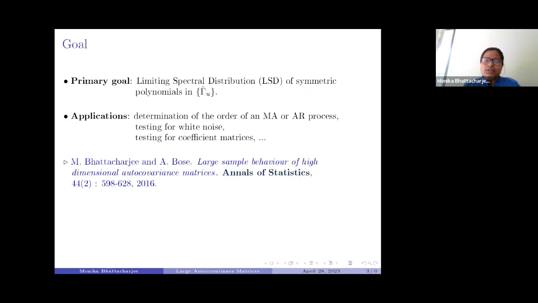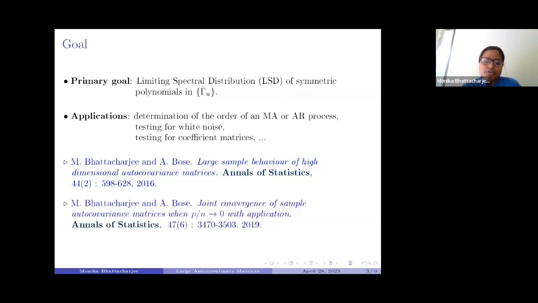Now this I will discuss based on this paper, where we consider the dimension growing at the same rate as the sample size. The same thing when p by n converges to 0, the second paper deals with the second case. The material is all given there, but I will mainly concentrate on the first one here. And of course, we'll give some idea for the second one as well.